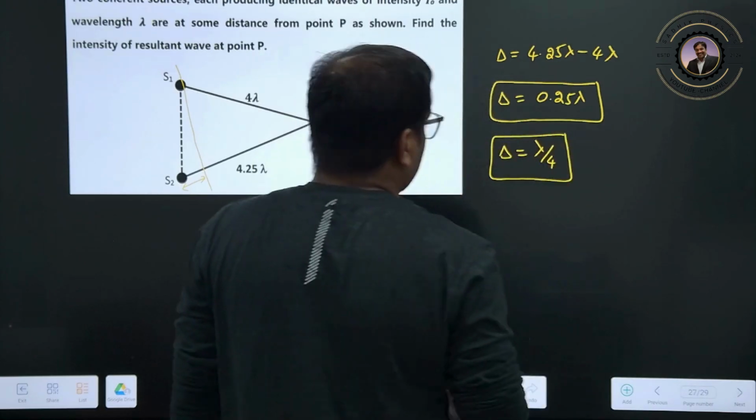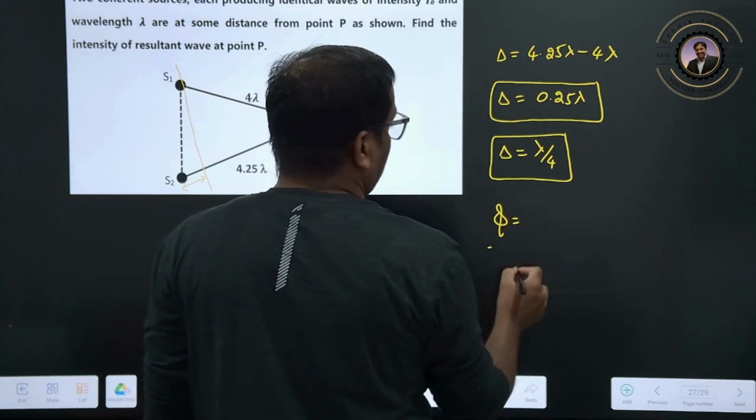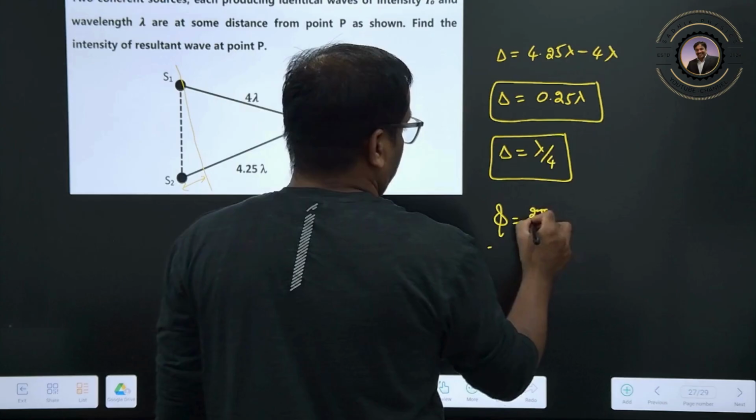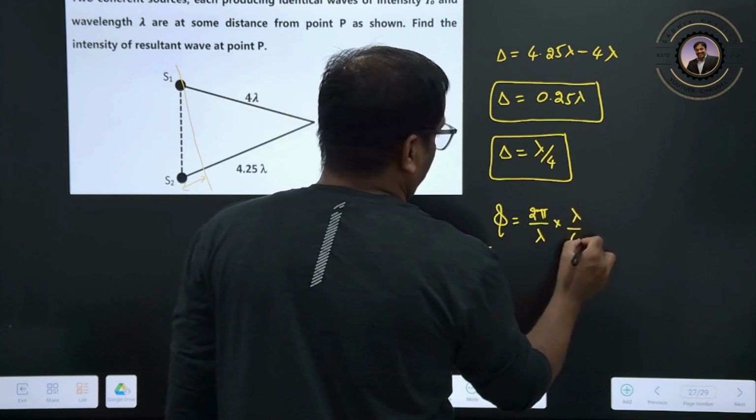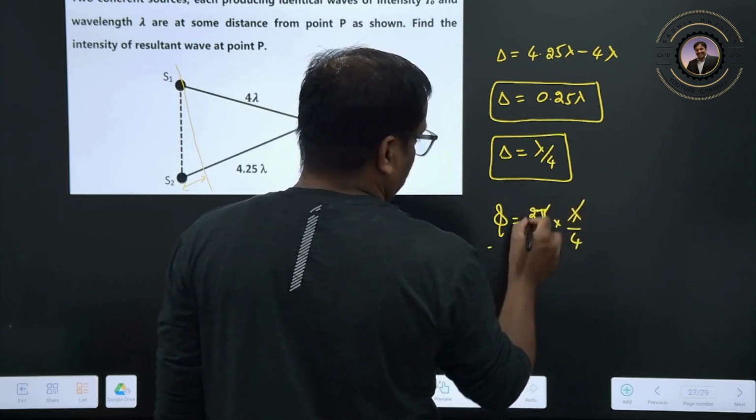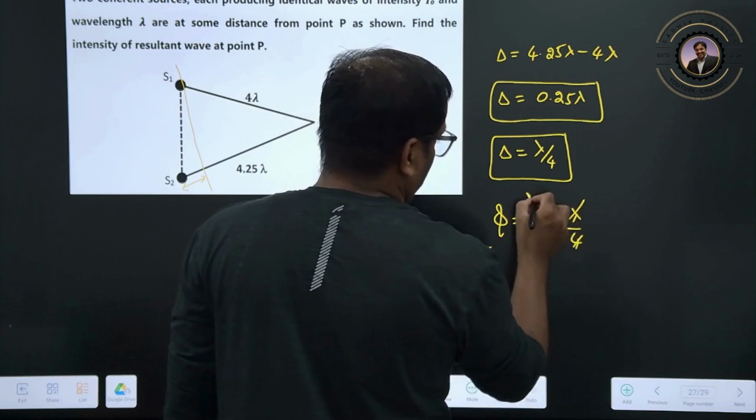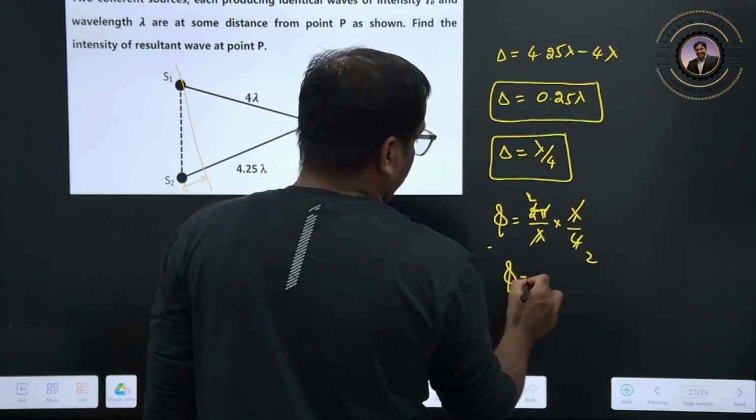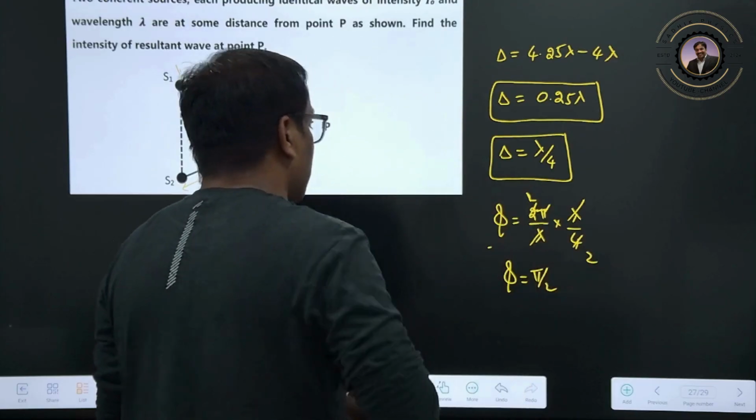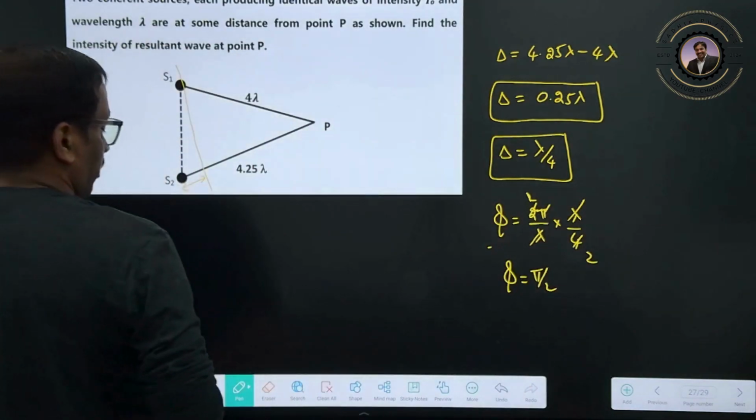It is asking intensity, so we want to calculate the phase difference. Phase difference is nothing but 2 pi by lambda into lambda by 4. So lambda cancels, and it is 2 over 4, 1 by 2. So phase difference is nothing but pi by 2. So pi by 2 is nothing but cos pi by 2.